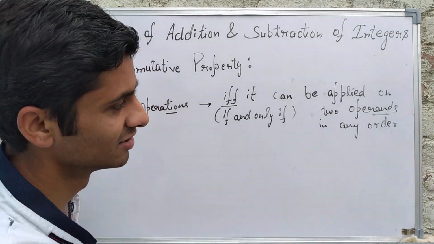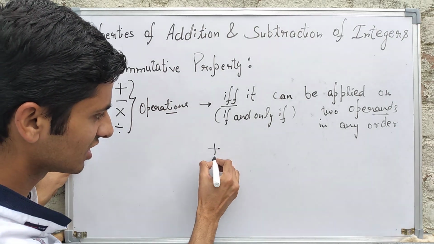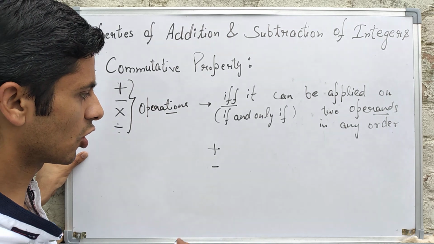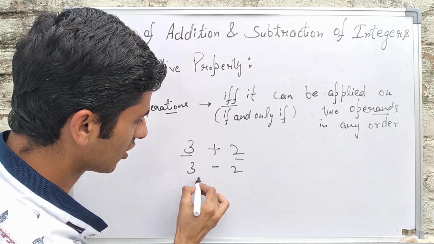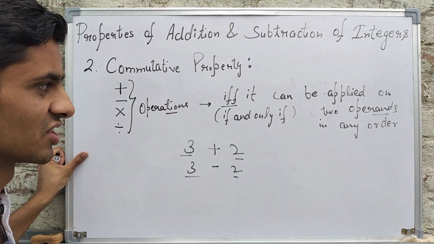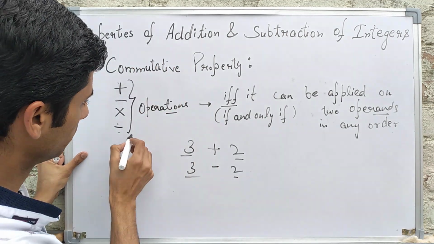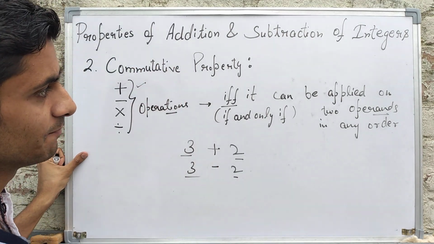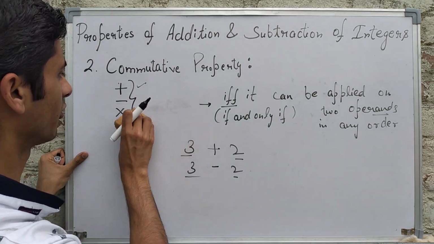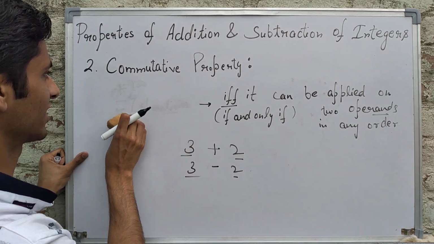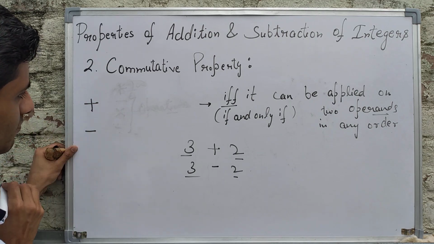What are operands? Operations, you know, addition and subtraction are operations. Operands are the things on which you are doing that operation. So here 3 and 2 are operands and this is the operation. So addition would be said to follow commutative property if it can be applied in any order. Let us make a similar table for addition and subtraction for commutative property.